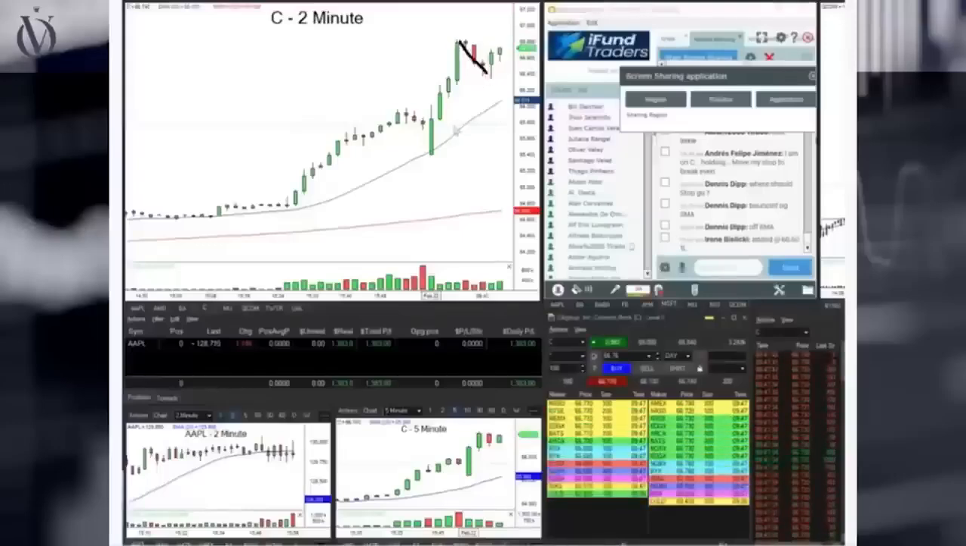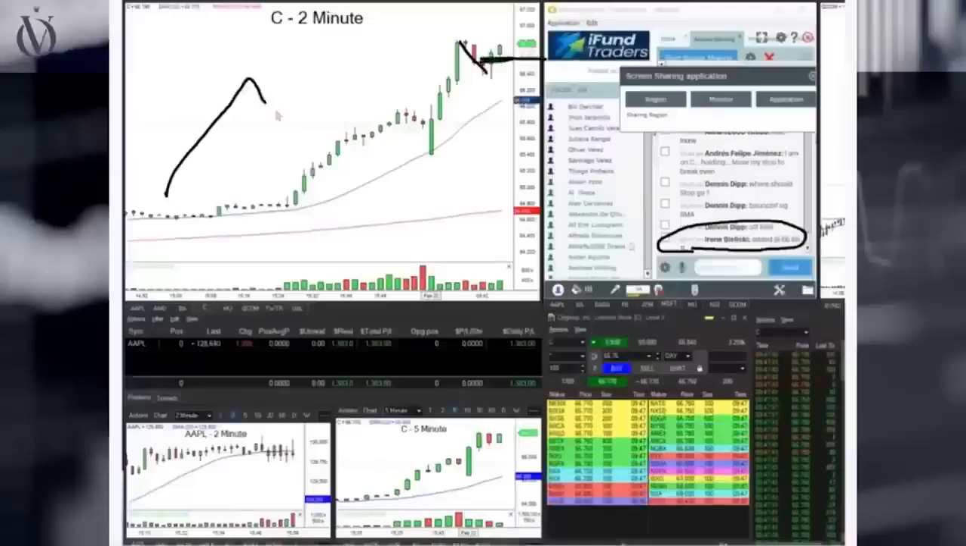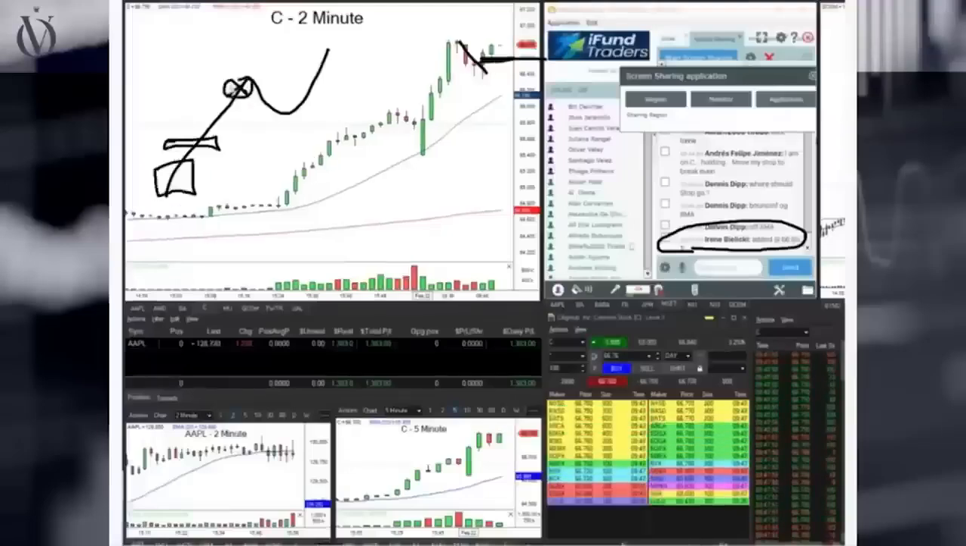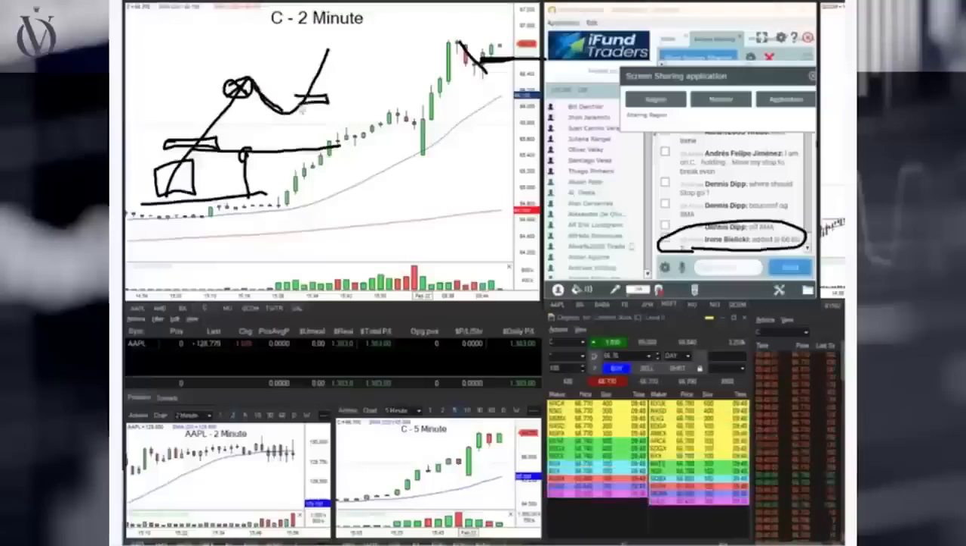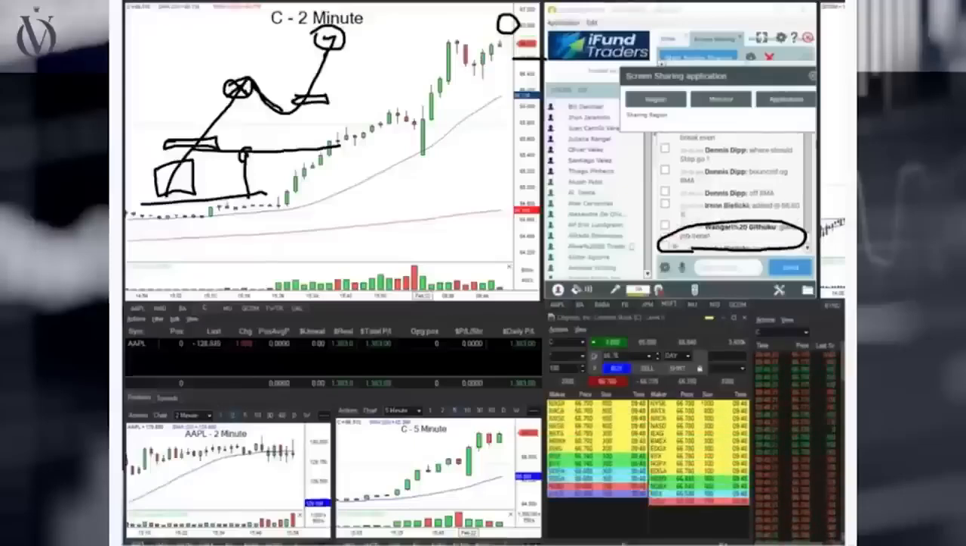So what you also want to do is if this pullback is healthy, you want to do what Irene just did here. All right. She says you want to add. So here's the formula: buy, add, profit take, stop, move stop to break even, and then new high profit take. Boom. So up here, Irene will take profits, right? And that's that formula.